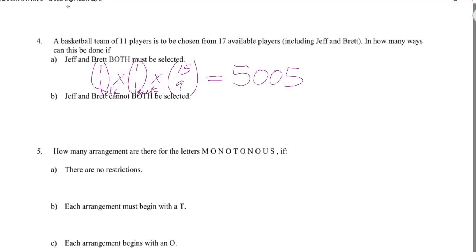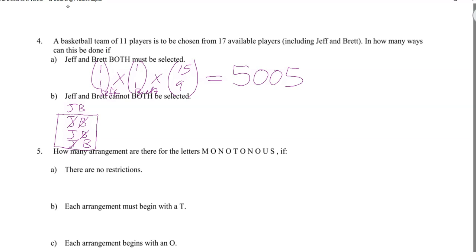Jeff and Brett cannot both be selected. Okay, so let's figure out what's going on here. The team could have both Jeff and Brett, or neither Jeff nor Brett, so both of them aren't on. It could have Jeff but not Brett, or not have Jeff and does have Brett. So they both cannot be selected, which means we're dealing with one of these scenarios.